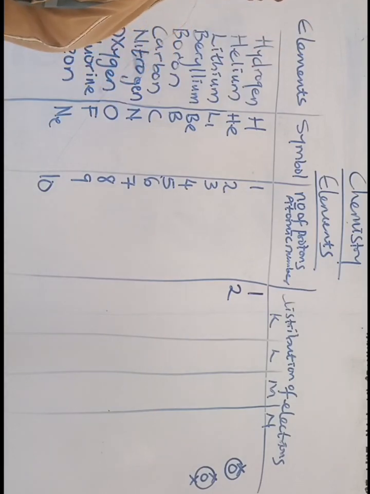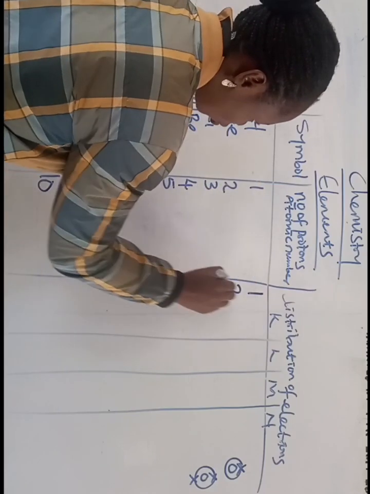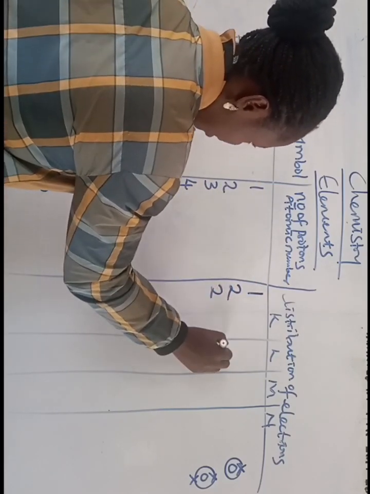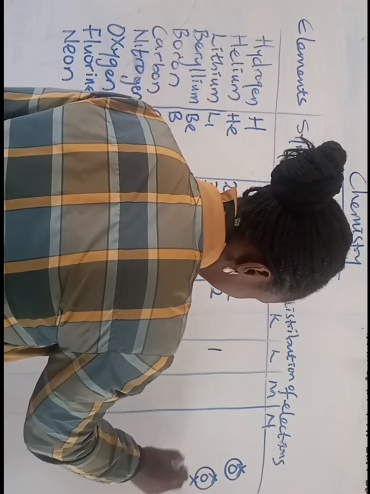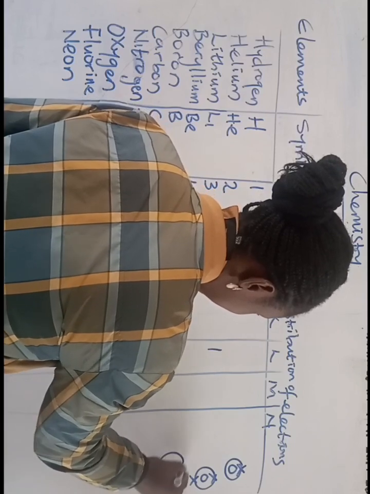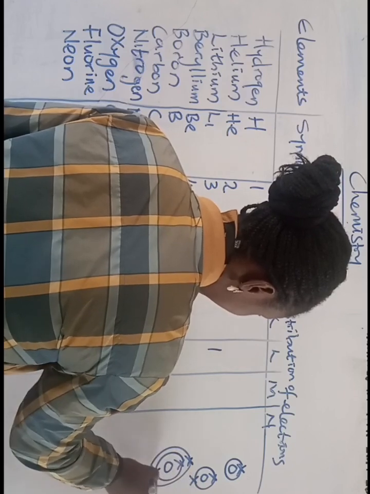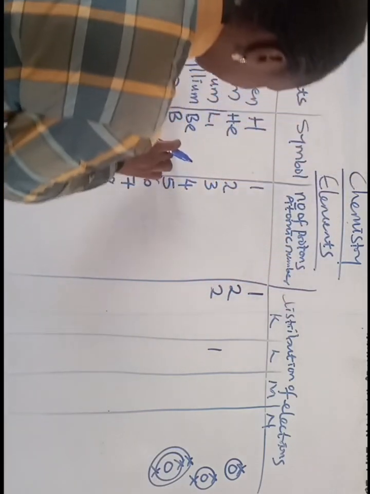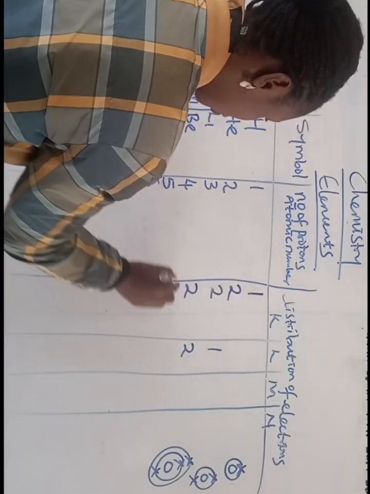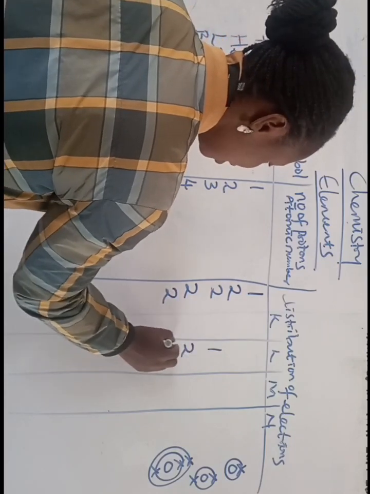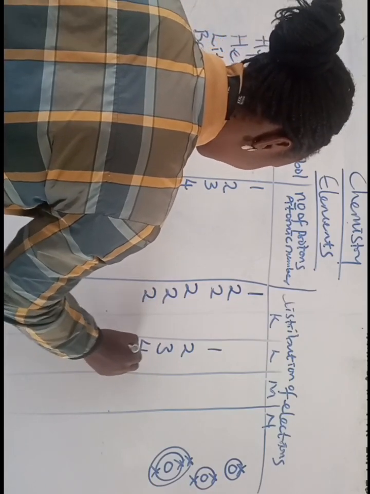Okay, then for my lithium is going to exceed the 2 electrons. So you have 2 and 1. So I just hope we have enough space to fill in all our shells like that. Okay, so my beryllium is going to have 2 here and 2 under the L. My boron we have 2 here and what? 3 under the L. Carbon is going to have 2 here and of course 4.